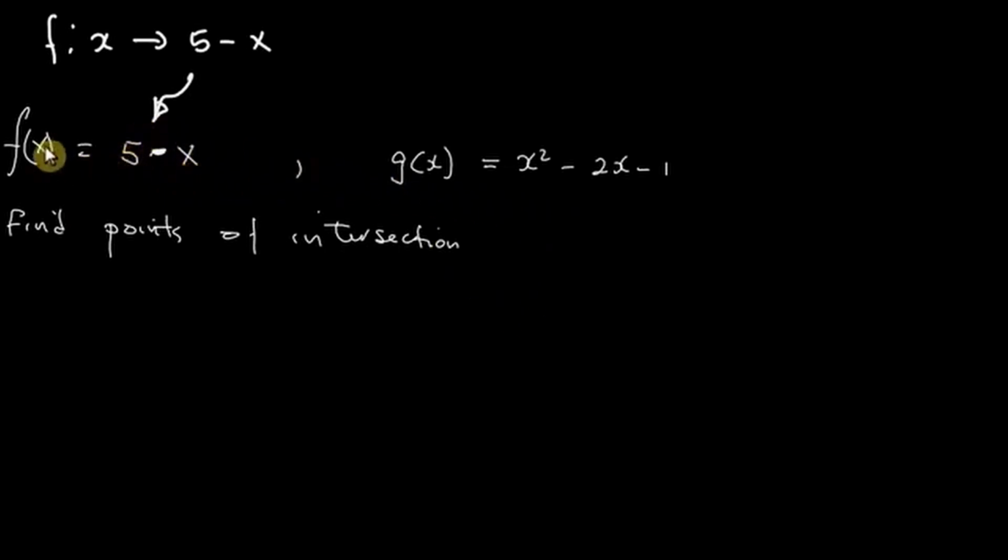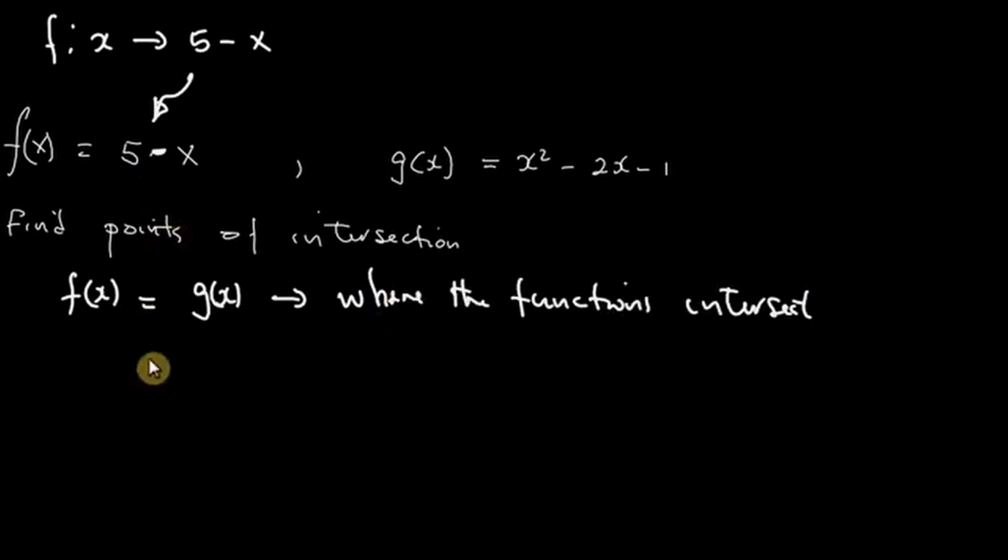So we're given two functions, f of x is equal to 5 minus x, and g of x is equal to x squared minus 2x minus 1, and we're to find the point of intersection. Whenever two functions meet at a point, which is the point of intersection, that point is found by equating these two functions. So in essence, let f of x be equal to g of x, and that would represent where the functions meet.